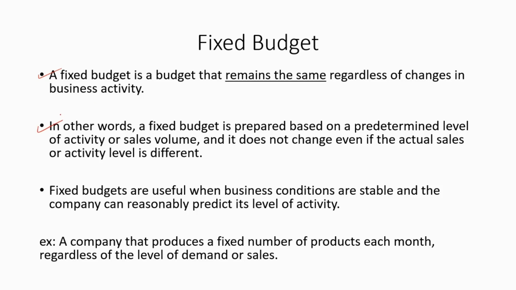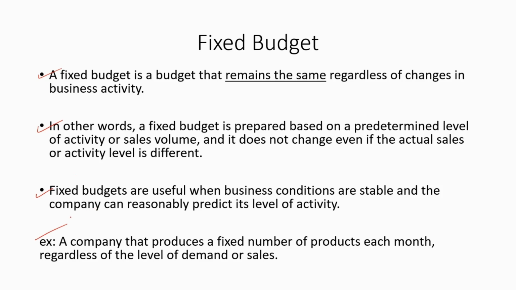In other words, a fixed budget is prepared based on a predetermined level of activity or sales volume, and it does not change even if the actual sales or activity level is different. Fixed budgets are useful when business conditions are stable and the company can reasonably predict its level of activity.